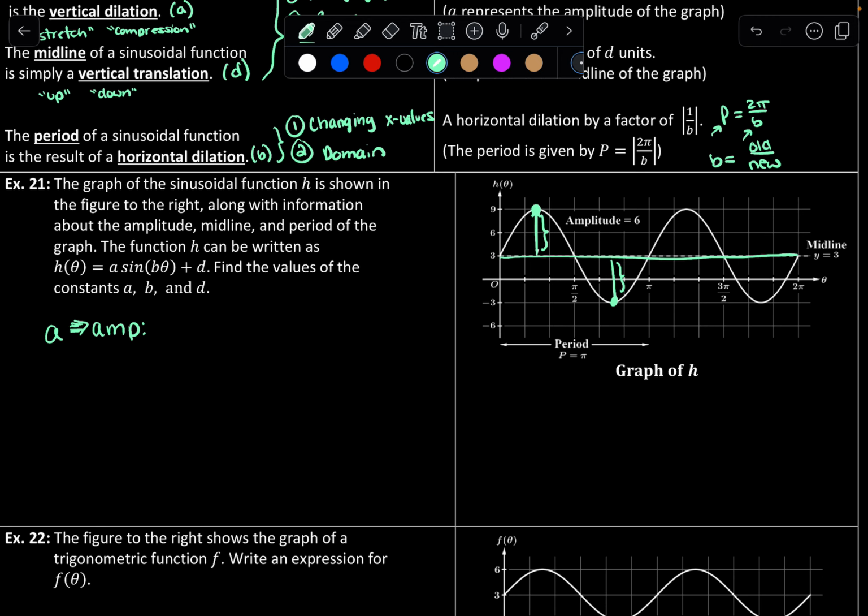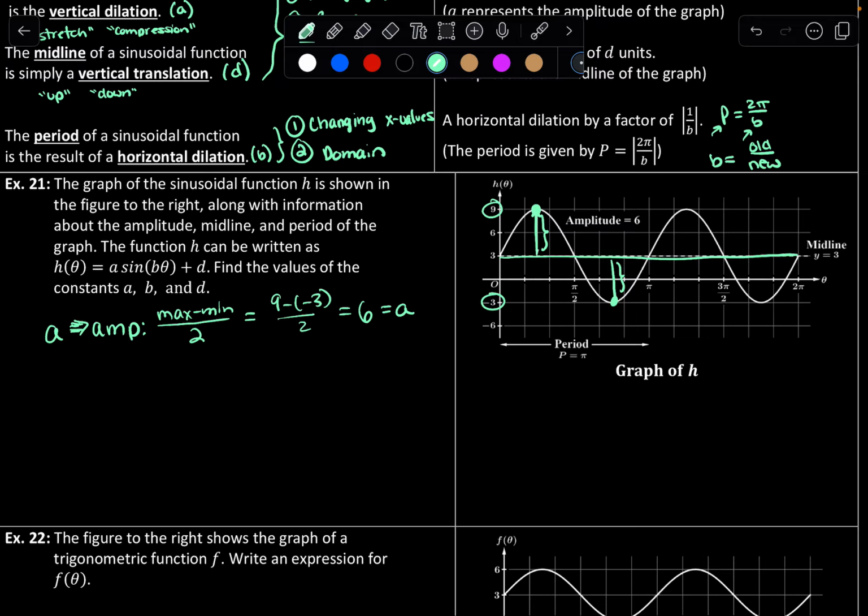So the little formula is max minus min divided by 2. So we're taking the distance between the maximum and the minimum, and then we're slicing it in half, or dividing it by 2. So in this case, the maximum is 9, the minimum is -3. So we'll have 9 minus -3, divided by 2. That gives us 12 over 2, which is 6. Therefore, A is equal to 6.